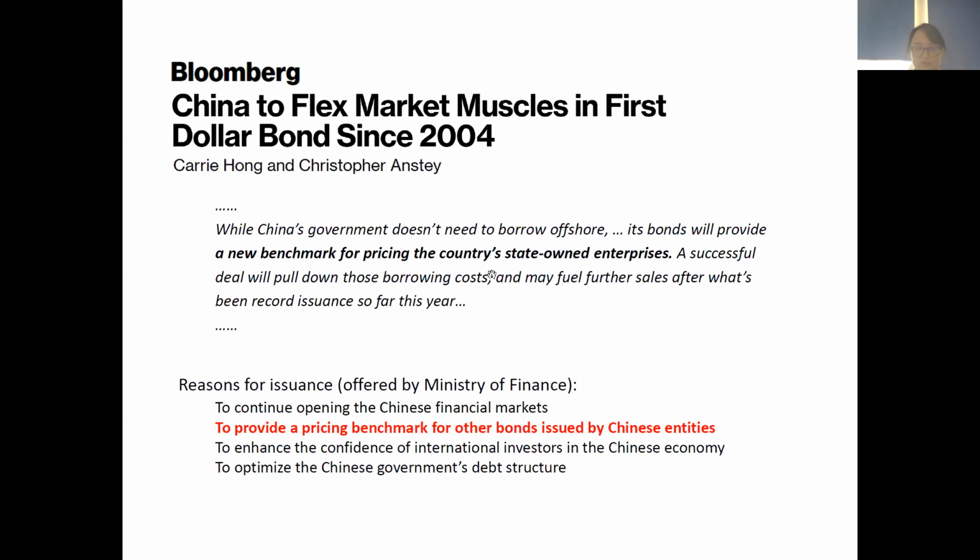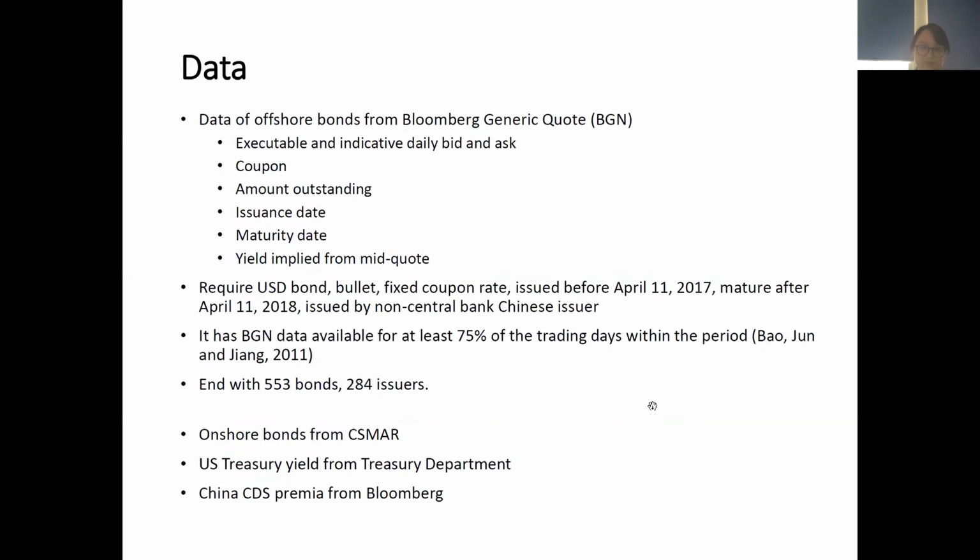And if we look at the official reasons provided by the Ministry of Finance for why they wanted to issue the sovereign bonds, they actually provide a couple of reasons. For example, they wanted to continue the opening of the Chinese financial markets. They also wanted to provide a benchmark for other bonds issued by Chinese entities and to optimize the debt structure, etc. And this second reason, highlighted in red, is exactly what we wanted to test in this project. In the following presentation, I will go through the data we used for this project and then the main empirical results.